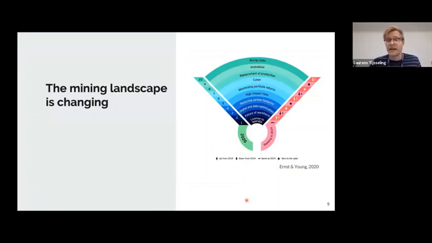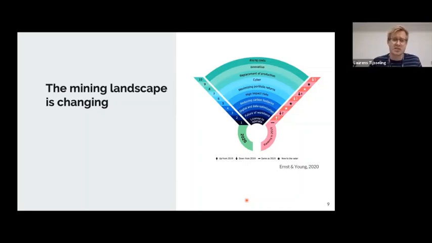So the impact of that is that the mining landscape is changing for the existing junior and major mining companies. What we see here in this figure on the right are the 10 major risks to mining companies as identified by Ernst & Young, with license to operate being actually the biggest risk, and reduction of the carbon footprint being the fourth risk.